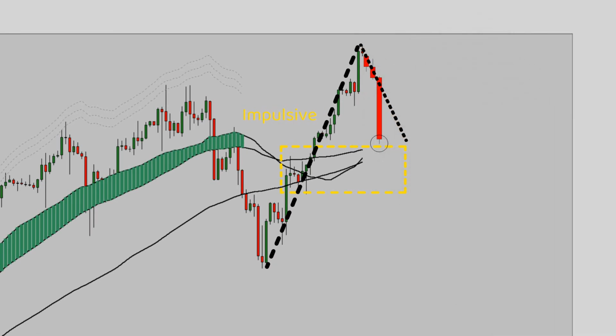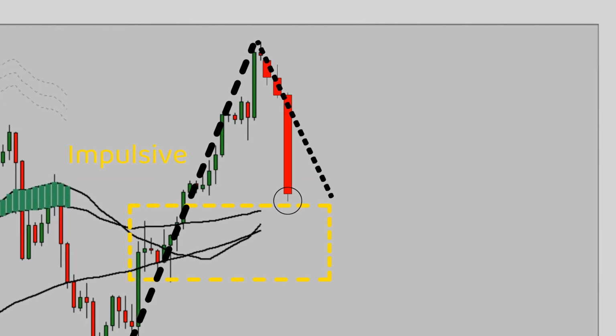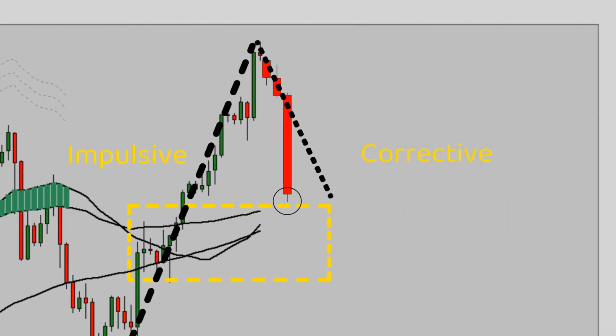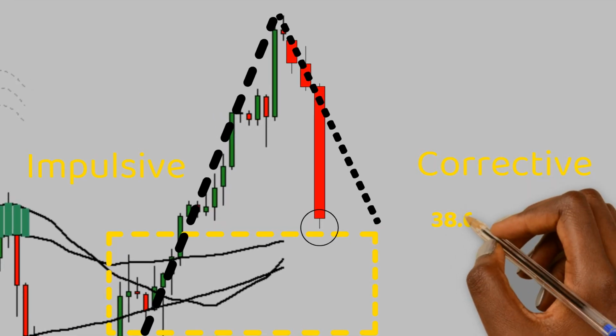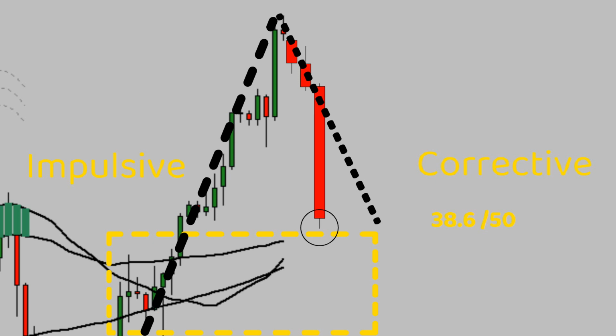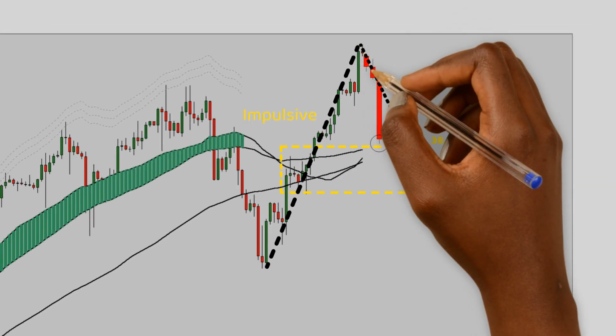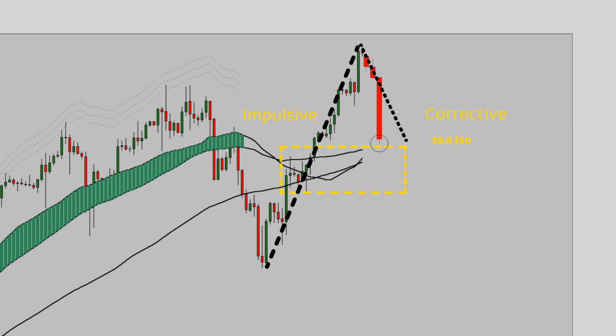But how far is it most likely to correct to? Of course, we could see it corrective. We could see it hitting the 38.6. We could see it hitting the 50 level. Okay, these are your fibs. These are your fib levels. Okay, or it could even go a little bit lower. So we could see a much deeper correction or much deeper retracement like this.